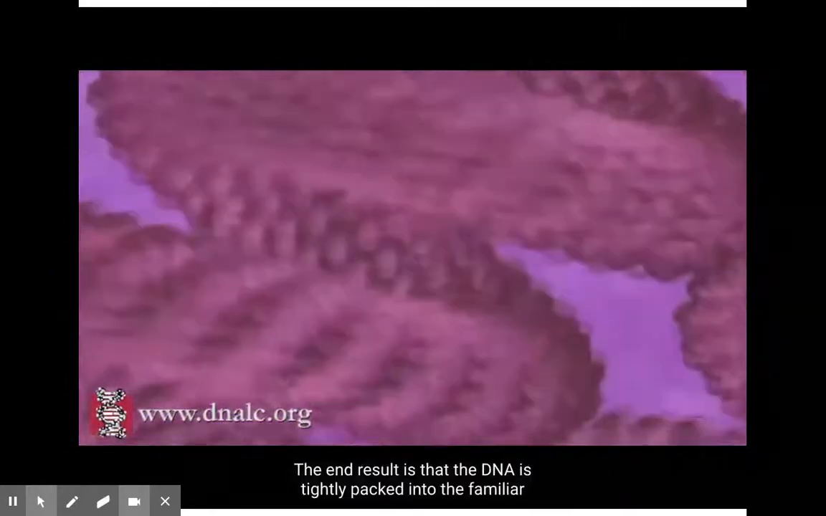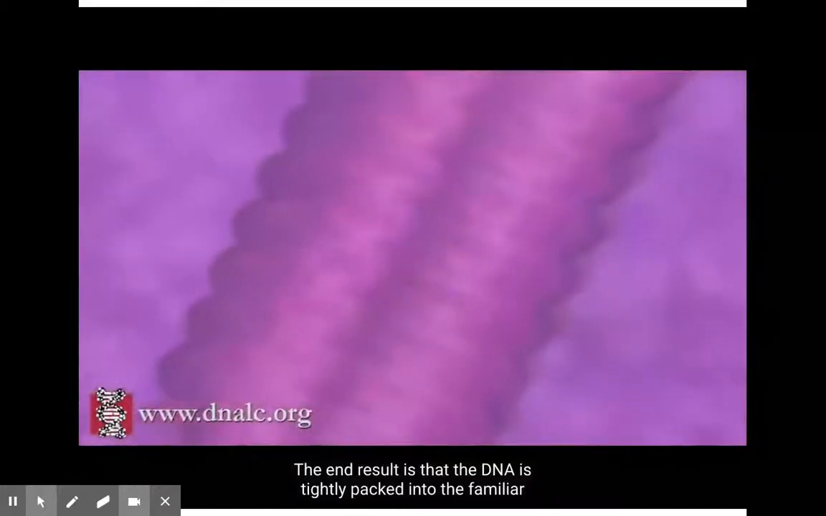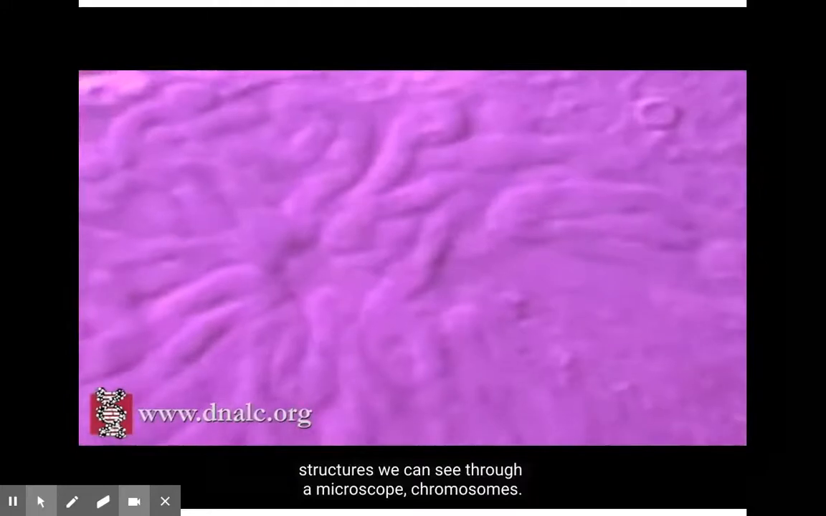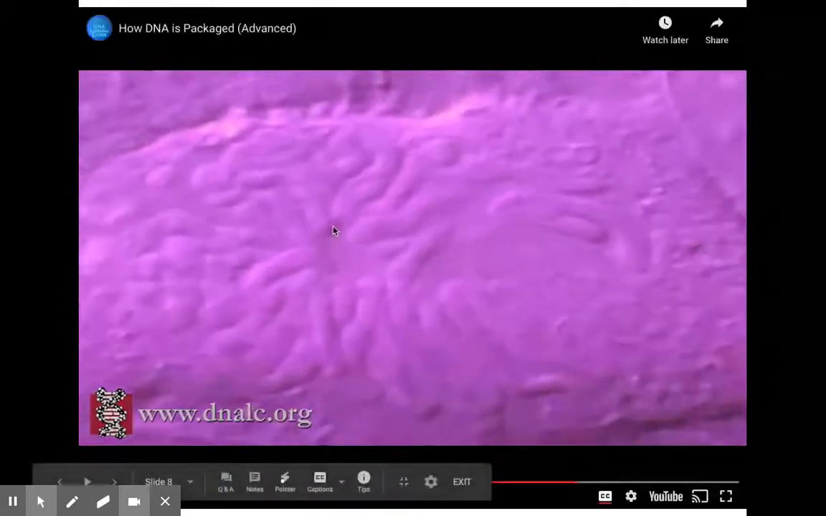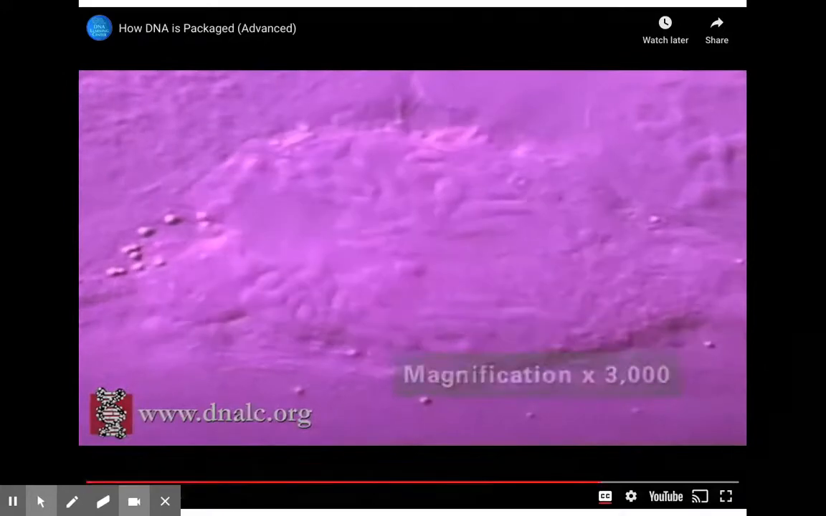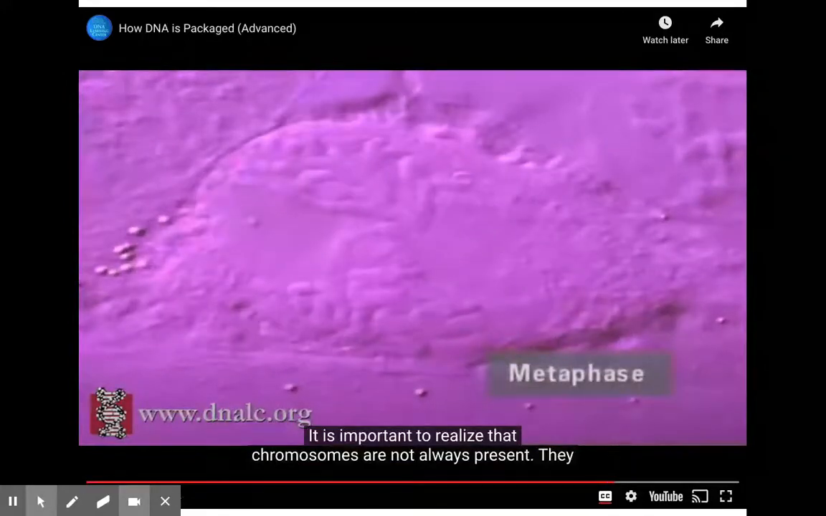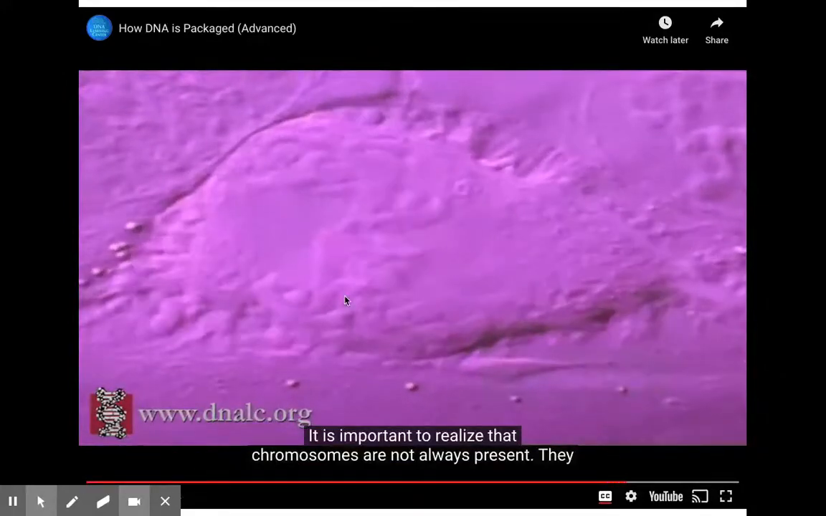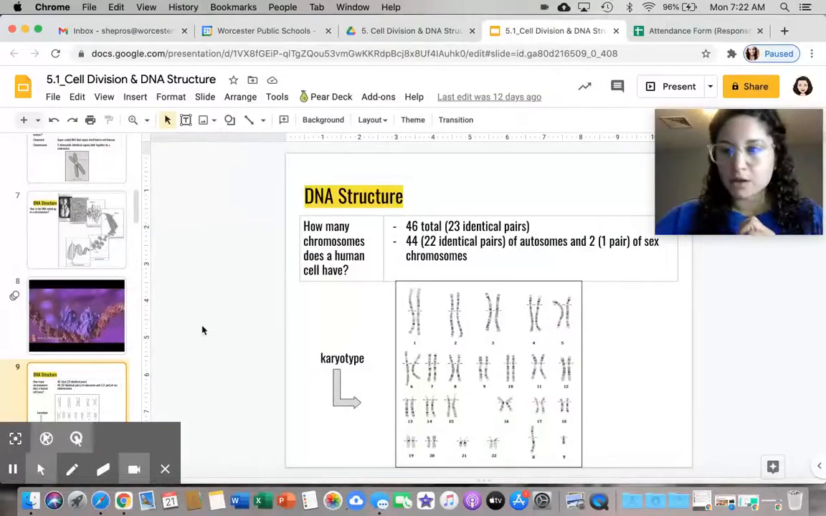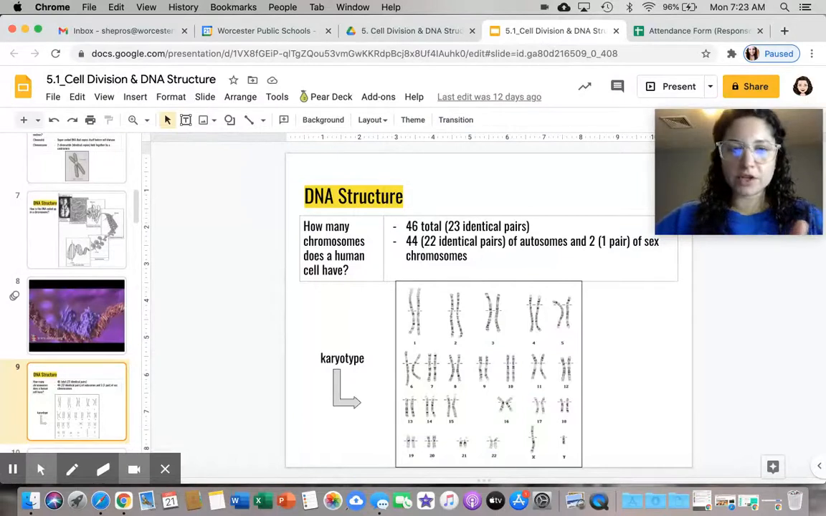The end result is that the DNA is tightly packed into the familiar structures we can see through a microscope: chromosomes. So these are actual chromosomes going through cell division. We again are going to get into this in more detail later this unit, but all of these little bumps and lumps are the chromosomes. So hopefully that gave you a good visual representation of what this DNA packing actually looks like to create chromosomes.